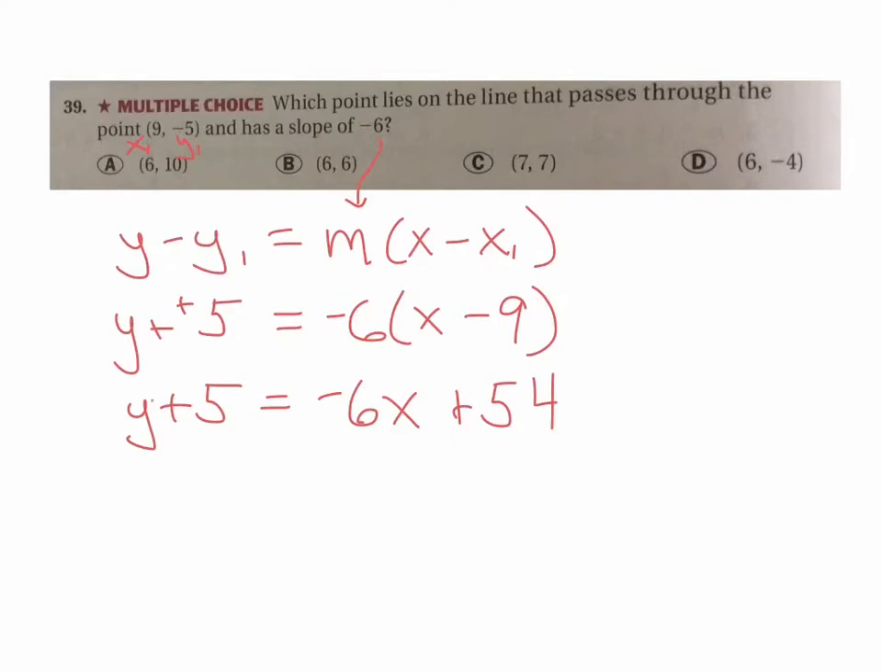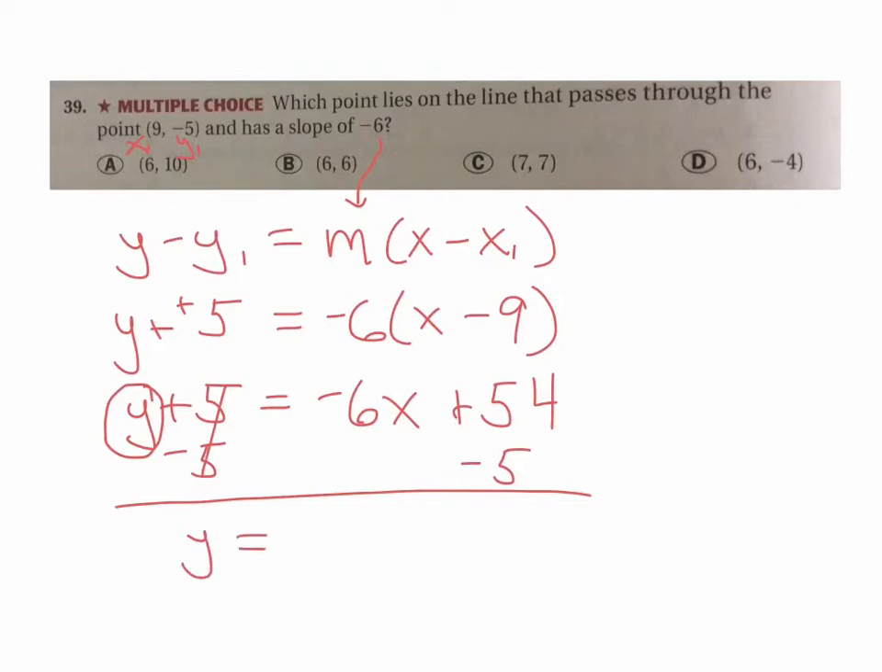I'm going to solve this equation for y by subtracting 5 from both sides. So we get y equals -6x plus 49. So that's our equation of the form y equals mx plus b that describes a line that passes through the point 9, -5, and has a slope of -6.